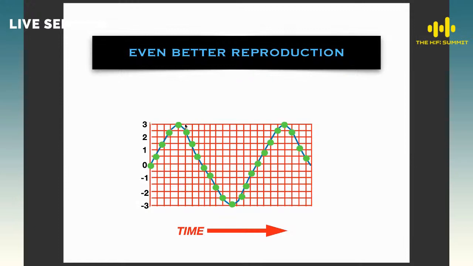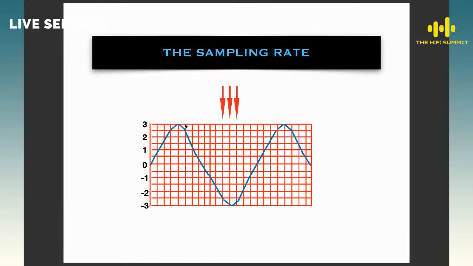Well, we can get even better reproduction if the clock ticks more often and if we have more horizontal lines. So we're kind of like a TV. You know, you always want more lines of resolution. The more lines of resolution, the smoother the picture looks. It's the same thing here. More vertical lines and more horizontal lines means more detail of what the height of the wave is at every point in time and better reproduction.